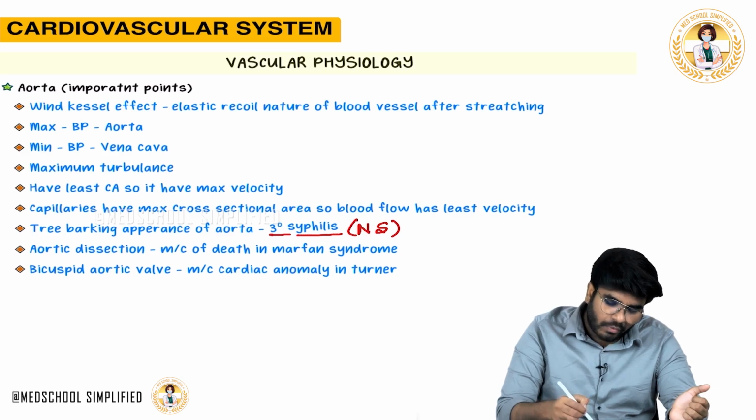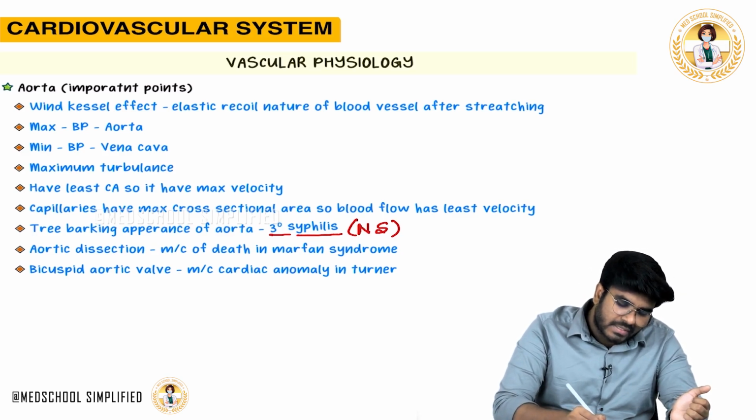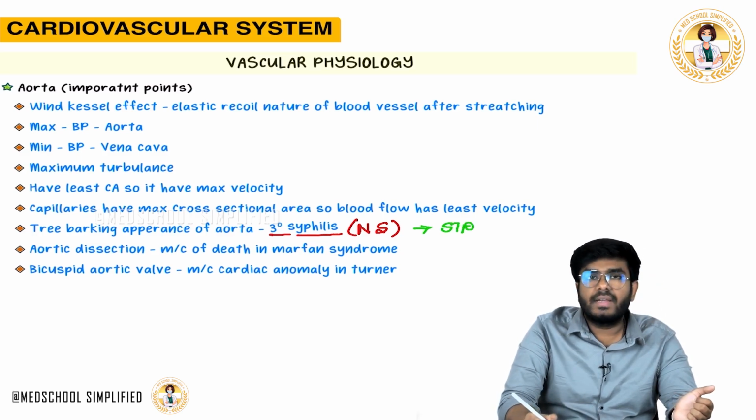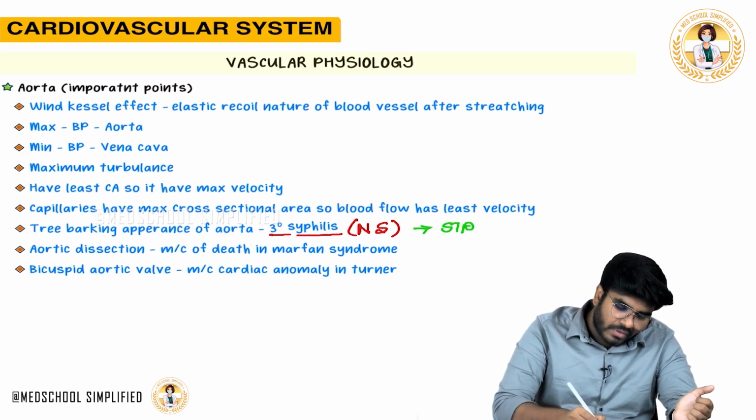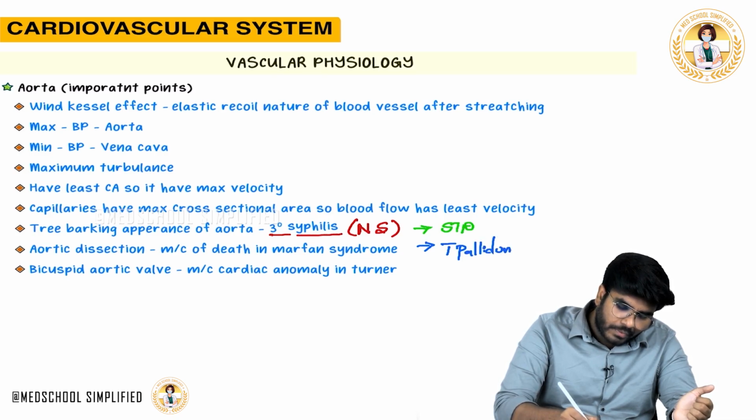Tertiary syphilis. If you want to know some more important points, syphilis is what kind of infection? It is a sexually transmitted disease. Syphilis is because of which agent? What is the causative agent? The causative agent is Treponema pallidum, T. pallidum, which is a spirochete.